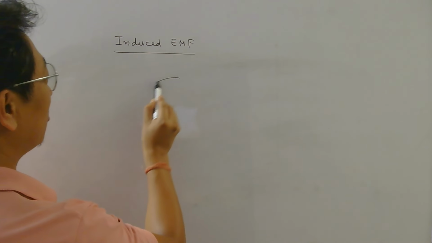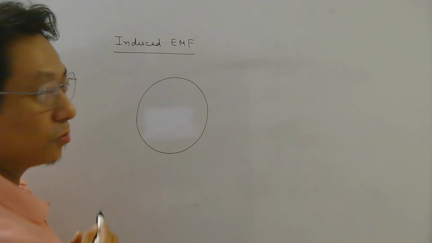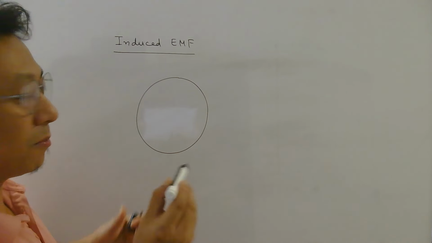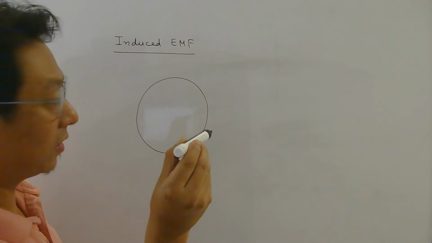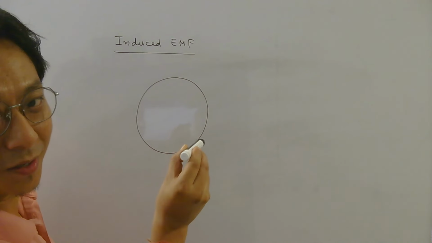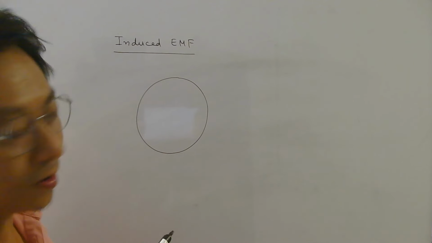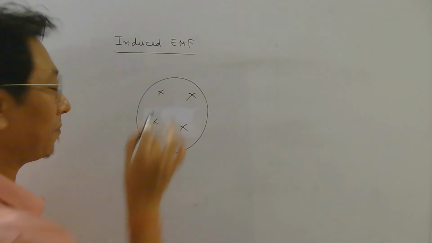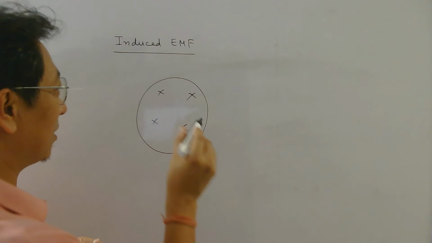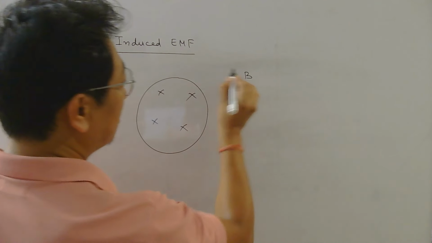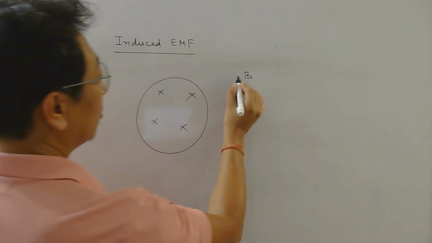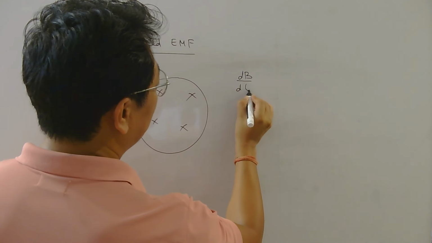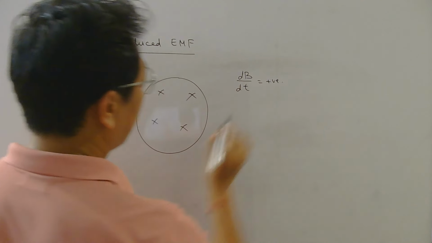So think you have a circular conducting wire and I make the north pole of a magnet come towards the wire. So if the north pole is coming towards the wire, then the magnetic field will be into the wire like this. And if it is coming closer, then the magnetic field, which is represented by B, will increase with time. So dB by dt will be positive.